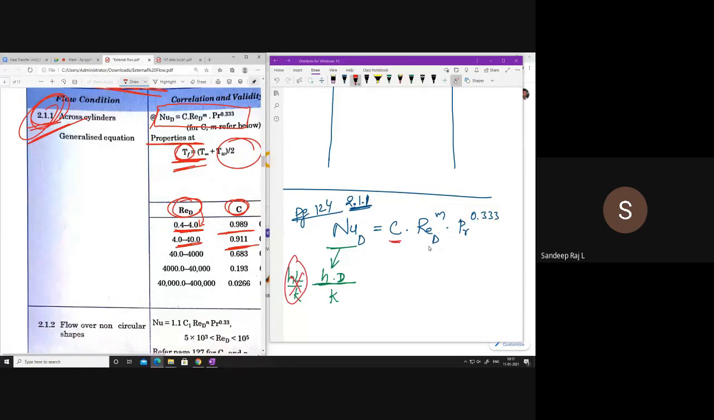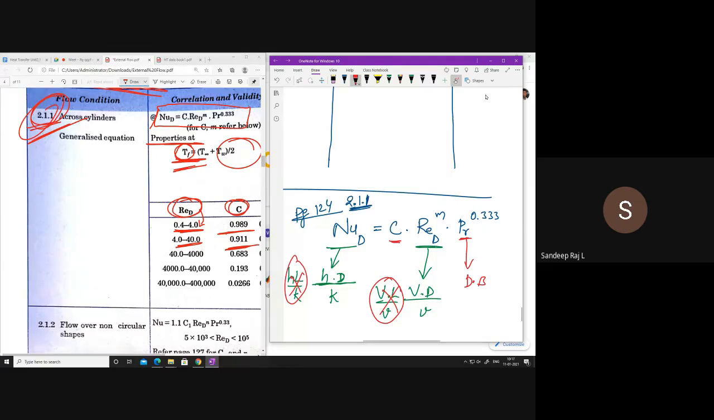Here for the Reynolds number, the formula is again VD by nu. Okay, you should not use VL by nu here, because VL by nu you will use in the case of a flat plate external flow problem. But here it is a cylinder external flow problem, so you have to use VD by nu. And the Prandtl number you will get from the data book. So that is the thing here.